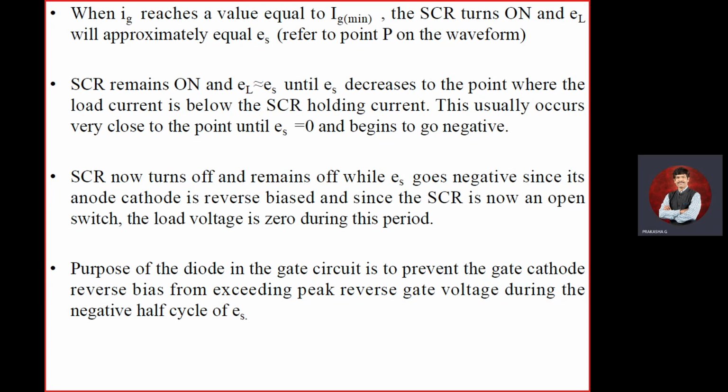And EL will be approximately equal to ES. That is what is happening. IG minimum comes, EL is approximately equal to ES. The SCR remains on until ES decreases to the point where the load current is below the SCR holding current. So load current IL should be less than IH.